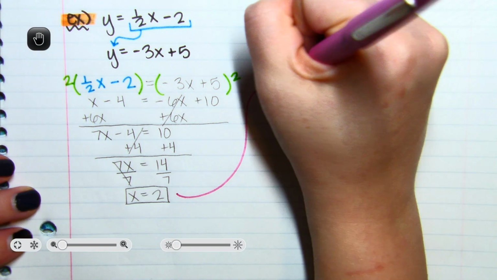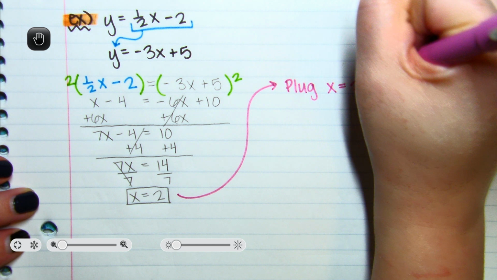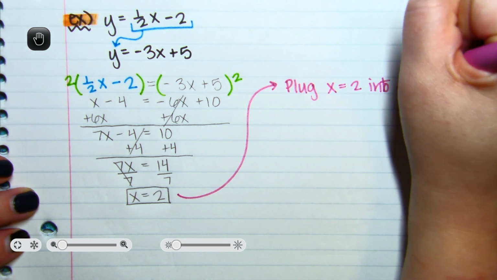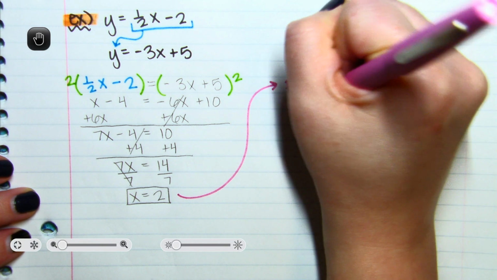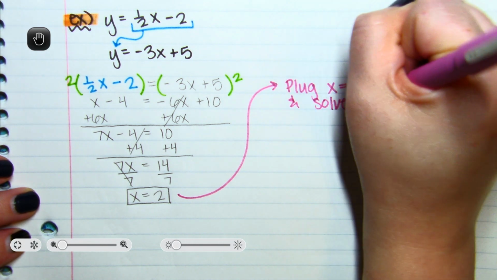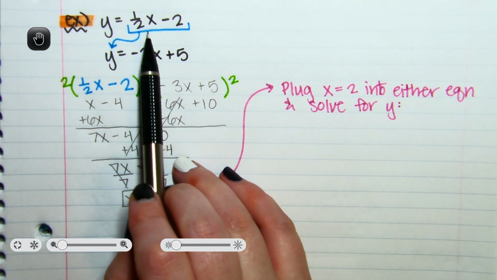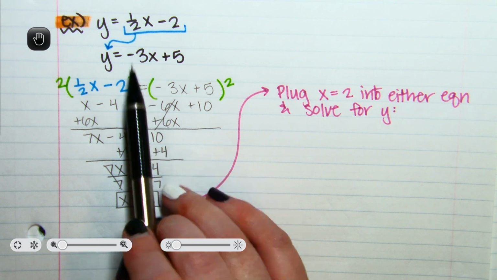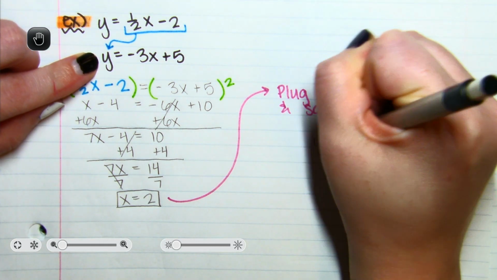And then lastly, plug x equals 2 into either equation and solve for y. So again, you can choose which equation. I know if I plug in 2 to the first equation, it's going to make the fraction cancel out regardless, but I'm still going to choose the second equation just so that I don't have to deal with a fraction.